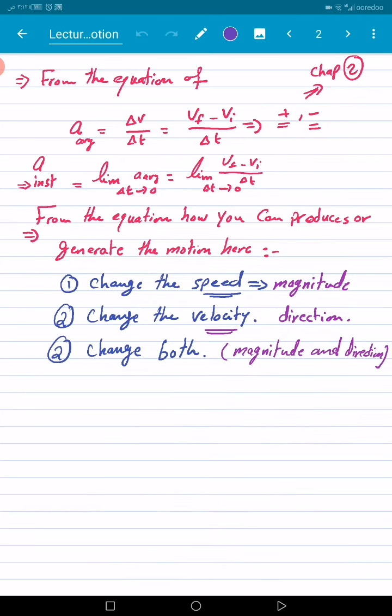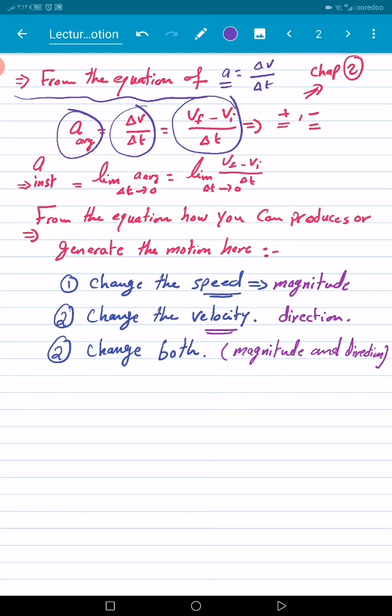Then what is the acceleration? I want to know the acceleration. From chapter 2, we know the acceleration a is equal to delta v over delta t. That is as instantaneous. As an average, it is also delta v divided by delta t.